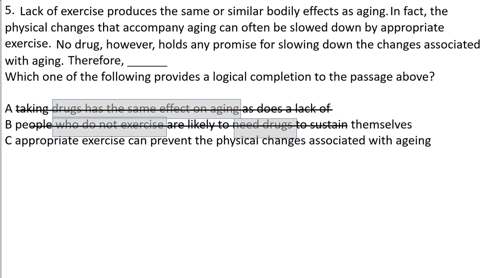Option C, appropriate exercise can prevent the physical changes associated with aging. It says that if exercise is done, then it will prevent the physical changes, which is what we discussed in the second line, that physical changes can be slowed down by exercise. So option C can be our answer. We'll keep it on hold.